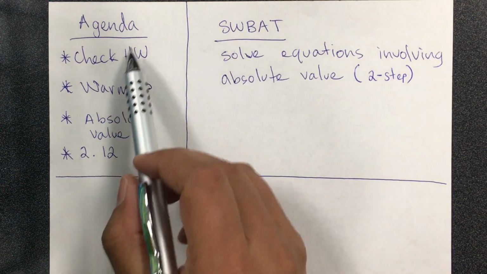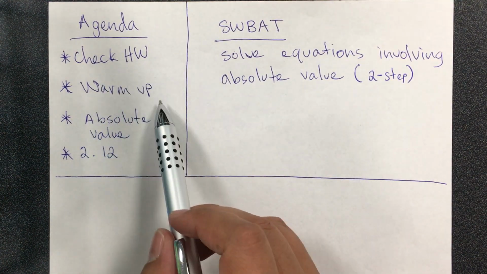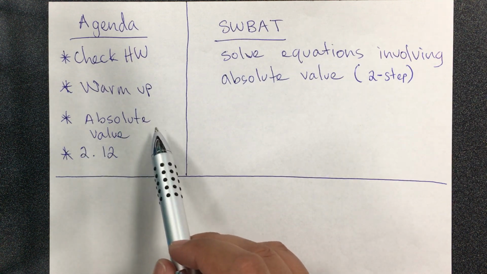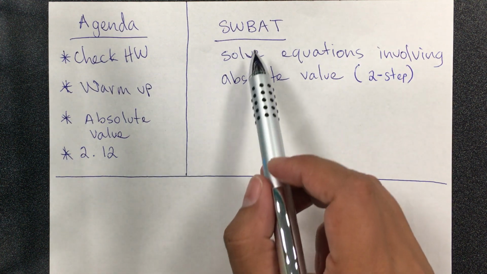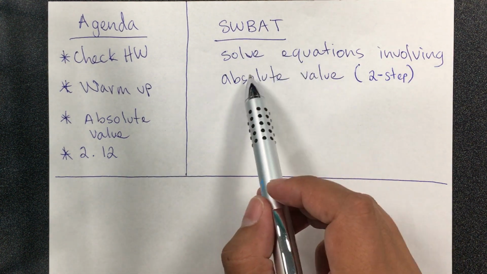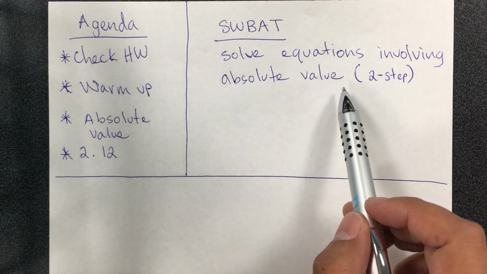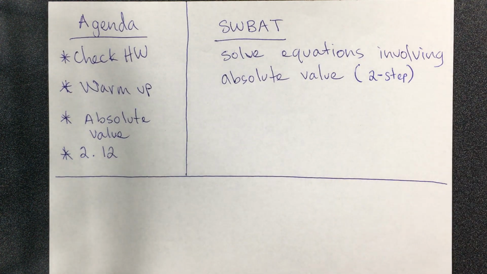Hello students, today's agenda is to check homework. We'll be doing a small warm-up and you will learn about the absolute value. We'll do 2.12. Students will be able to solve equations involving absolute value with 2 steps.